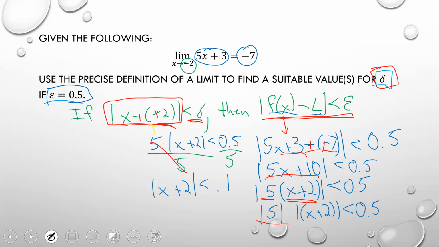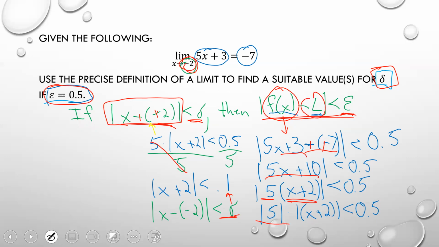Okay. And again, this matches with what we had up above, which was the x minus negative 2 being less than delta. So what that tells us is a suitable delta value here would be 0.1, which tells us that for all x values that are within a distance of 0.1 of the value we're approaching in our limit, the negative 2 here, their output values, their f of x values, are going to be within epsilon, which in this case our epsilon is 0.5, of that limit, negative 7.